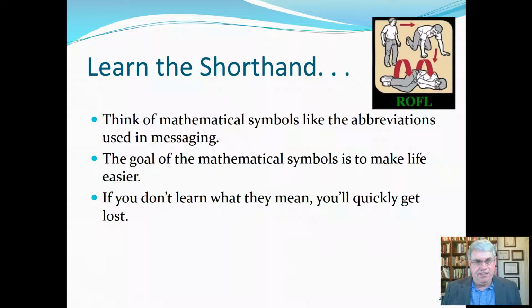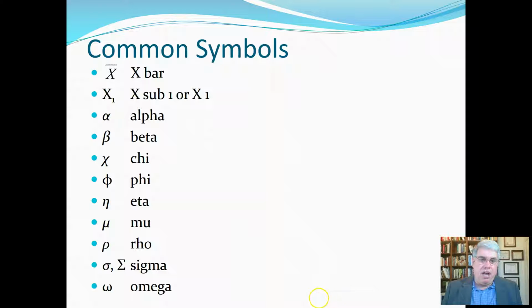Now, here are some common symbols. We're not going to talk too much about what they mean, but just how to say them, because you want to be able to read them. The first one is X bar. That's X with a bar. That usually means the average of whatever X is.